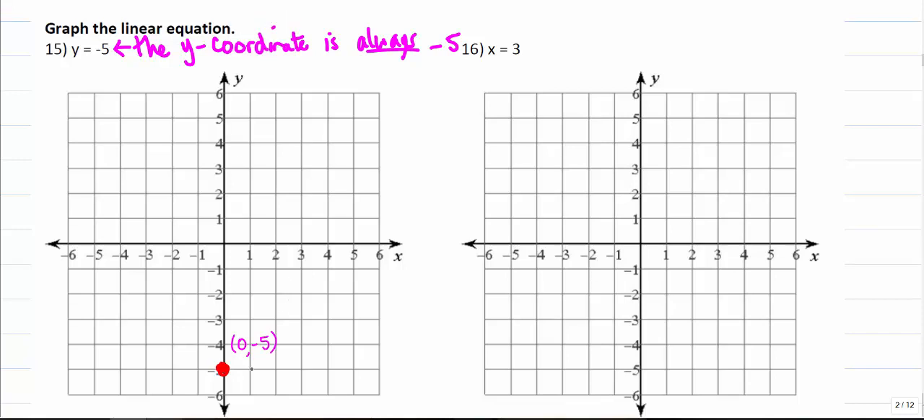But I can also pick a bunch of other points. For example, here's the point 4, -5. Or you could have picked the point right here and said 1.